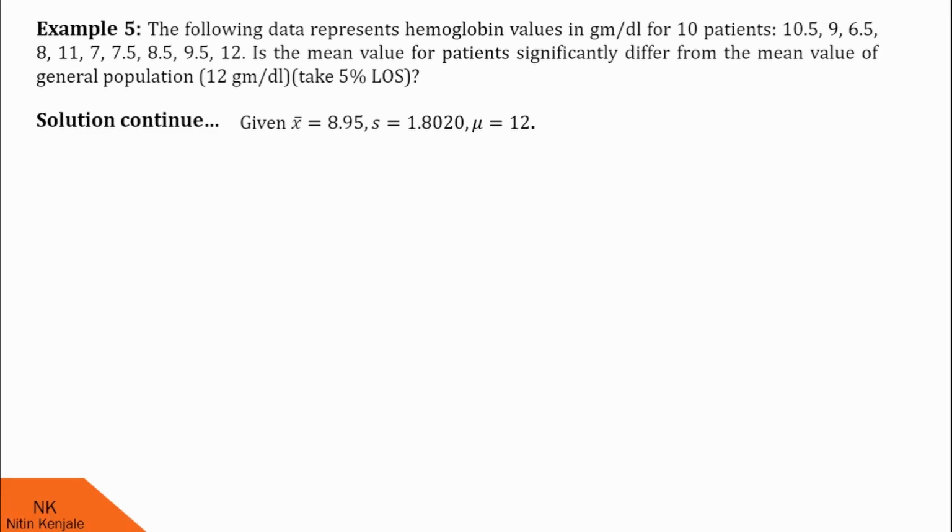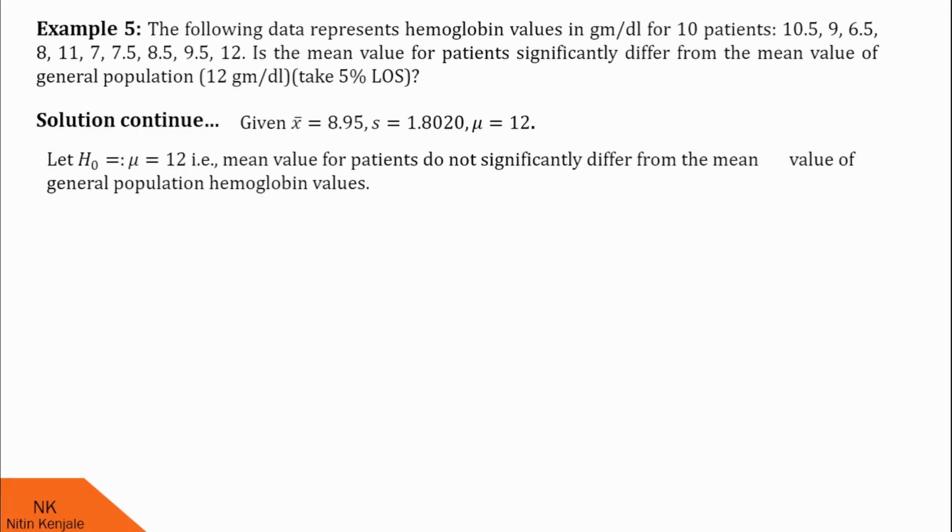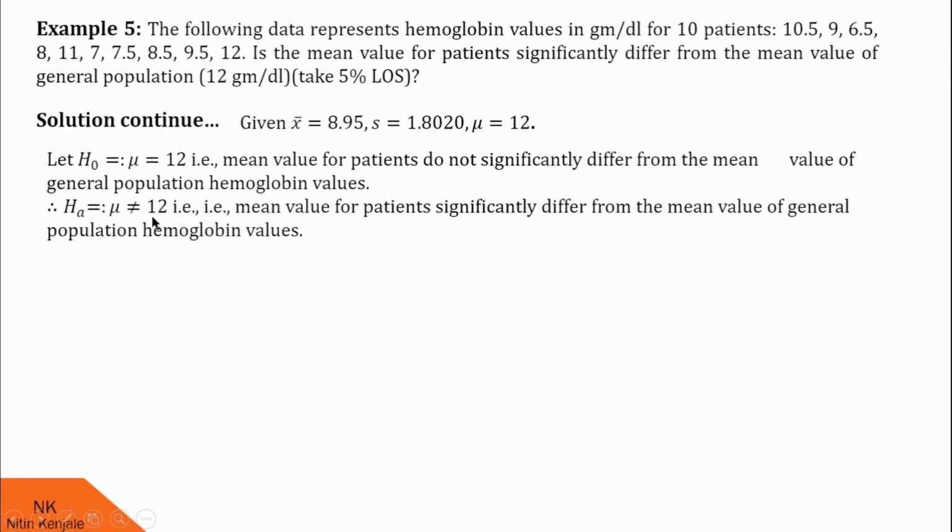Now let us define H naught and HA. Here we say H naught is the mean value for the patients does not significantly differ from the mean value of the general population hemoglobin values. When we say so, we are saying mu is equal to 12. So HA will be mu not equal to 12. So of course it is two directional. That means mu can be less than 12 or mu can be greater than 12. So this is a two-tailed test.